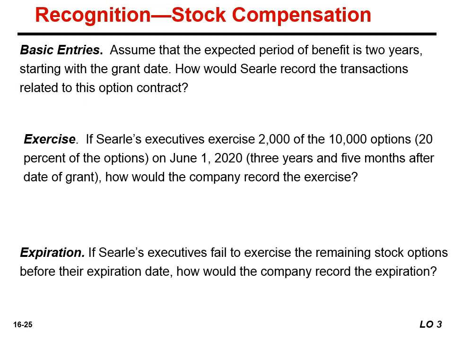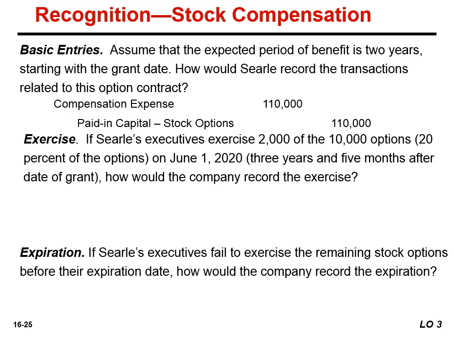Well, at the end of each of the 2 years, so the end of 17 and the end of 18, they're going to go ahead and do the same exact entry twice. Now, we know the total value is $220,000, so per year is $110,000. Debit compensation expense for $110,000, credit paid-in capital, stock options for $110,000. And you'll do that same entry on December 31st of 17 and December 31st of 2018.